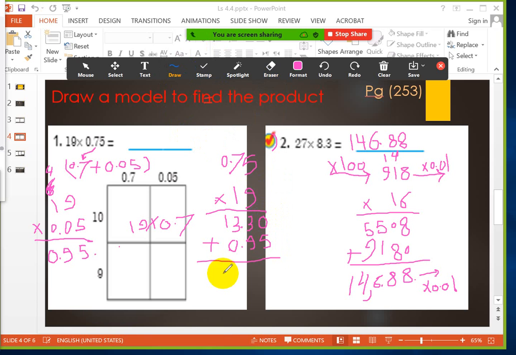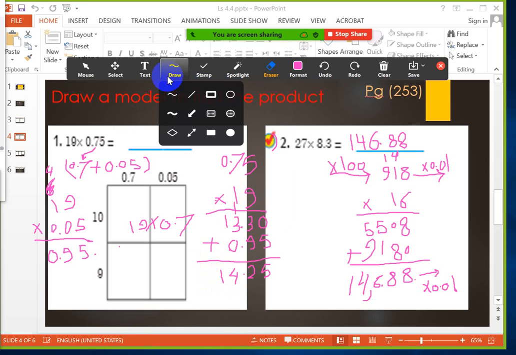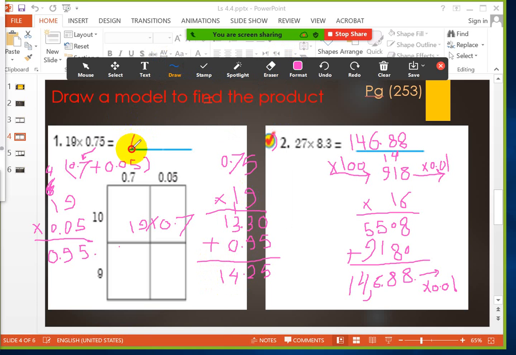Now 0 plus 5 equals 5. 3 plus 9 equals 12. So I will put 2 here and 1 above the ones. Don't forget to put the decimal point. 1 plus 3 equals 4. 4 plus 0 equals 4. And 1, there is no tens. This is the final answer. The final answer is 14.25. Okay.